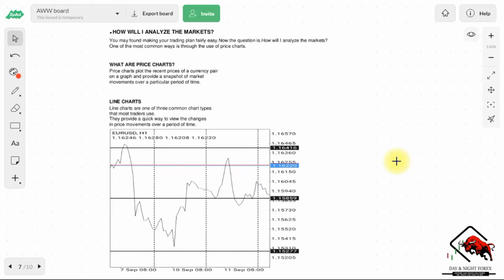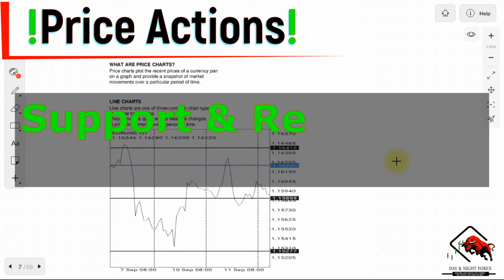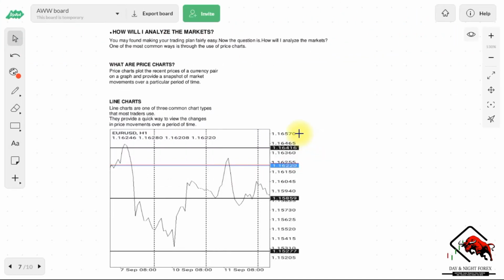So you may find making your trading plan fairly easy. Now the question is, how do you actually analyze the markets? One of the most common ways is through the use of price action. Price action is just interpreting what the price chart is actually giving you. What are the markets saying? What are they doing? That's where we implement our support and resistance, reading the candlestick patterns and all that stuff. So let's just get started.